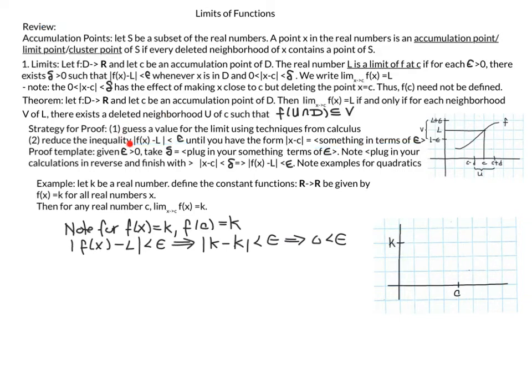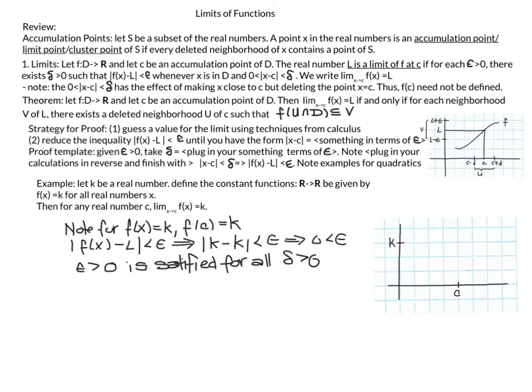Next, we reduce the inequality |f(x) minus L| less than epsilon. Plugging in f(x) given our formula, f(x) is equal to k, and our proposed limit L is k, so |k minus k| is less than epsilon. So what we have is 0 is less than epsilon. Normally we'd have some criteria on epsilon, except the only thing we have here is epsilon greater than 0, which is actually what we started with. So that means the condition is satisfied for all delta greater than 0.